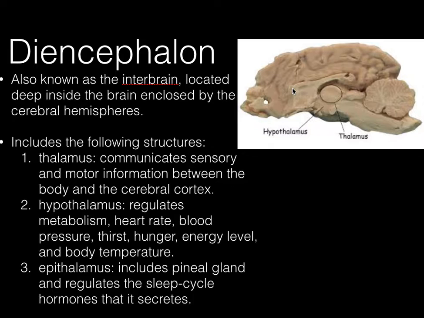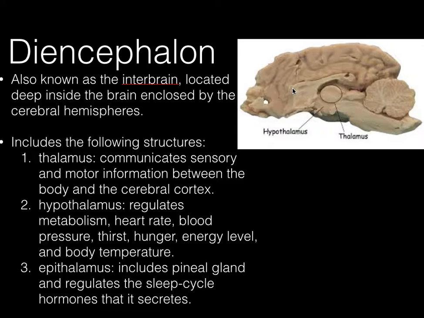It's going to include the thalamus, which communicates sensory and motor information between the body and the cerebral cortex. The hypothalamus, this regulates a lot of our body functions and maintains homeostasis. So it's going to regulate metabolism, heart rate, blood pressure, thirst, hunger, energy level, and body temperature. So anything that's going to basically help us maintain homeostasis is going to happen in the hypothalamus.